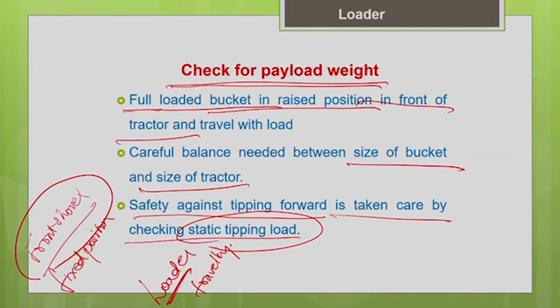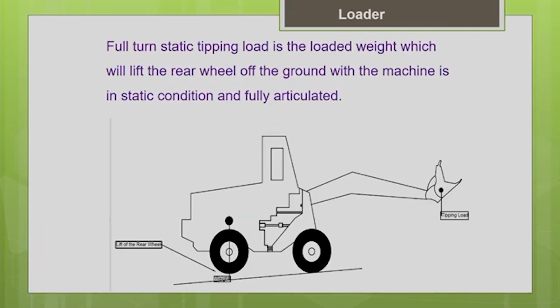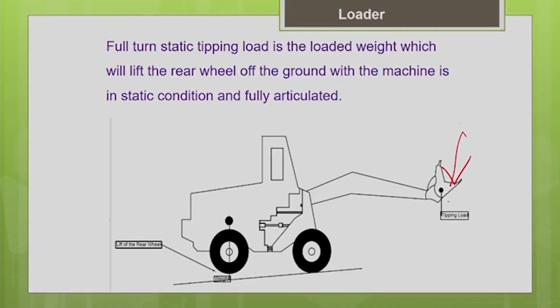So, we have to check whether the payload weight, the actual load in the bucket, is within the static tipping load prescribed by the manufacturer. What is this tipping load? Just imagine a seesaw. As you keep on adding material into the bucket, at one point of time, if the bucket is overloaded, the rear wheel will be lifted off the ground. That is what is called the tipping of the bucket. Your rear wheel will be lifted off the ground as you put more and more material into the bucket.